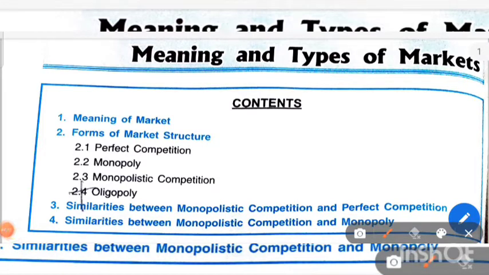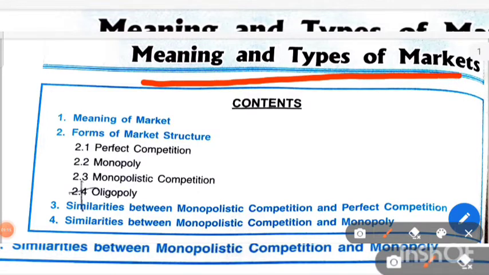Okay, now we'll start the chapter. Now chapter number 5 is meaning and types of market. Now, what is a market? Market is where we buy and sell, right? Now in economics there are different types of market. Today we will be discussing those markets.